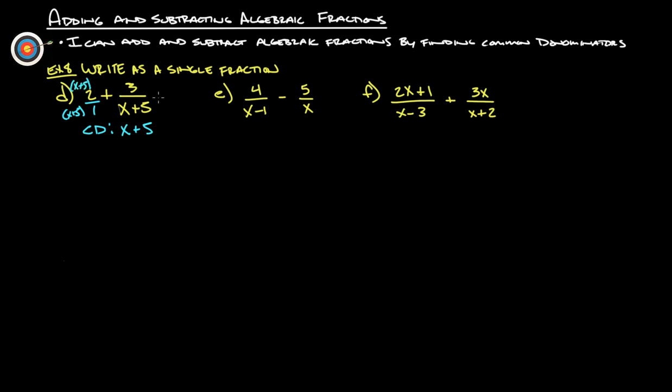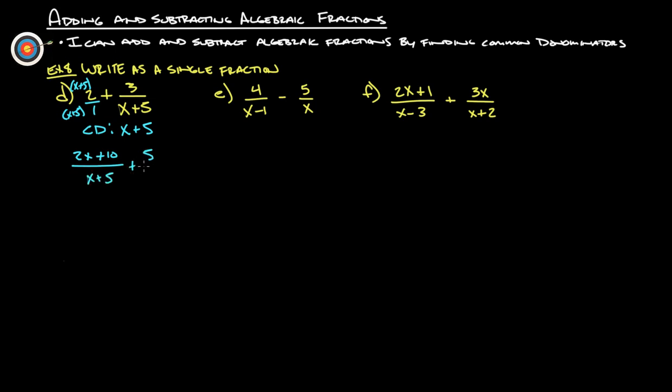And then this one over here has the common denominator already, so we don't have to multiply it by anything. Okay, so over here, 2 times x is 2x, 2 times 5 is 10, all over x plus 5 times 1 is simply x plus 5.